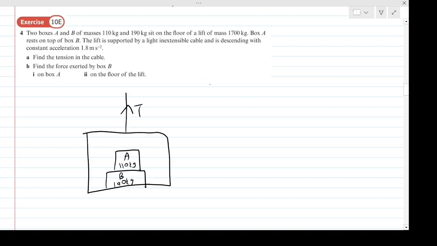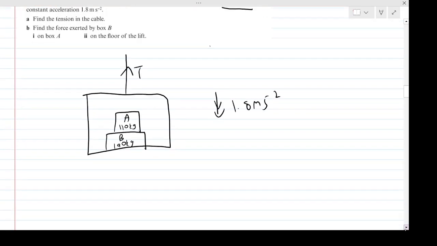And that's really it. We're told it descends, so it's moving down now. That's probably the only difference. It's descending with acceleration 1.8. So there we are, it's going down instead. But the rest of the question is pretty much the same as the last one.